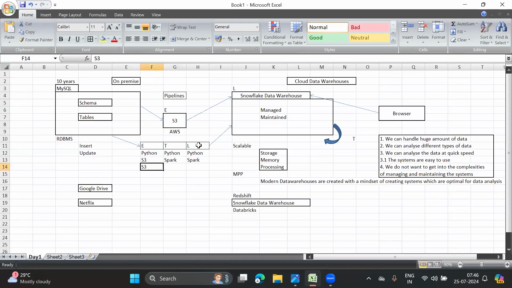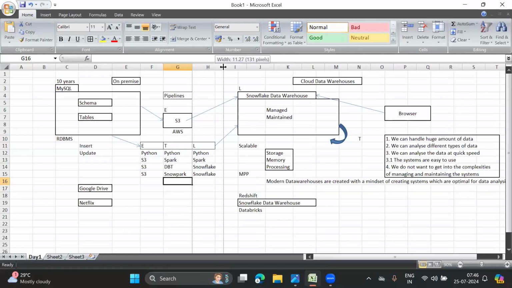So ELT, which we discussed: we extract in the S3 bucket, we load it in the Snowflake data warehouse, and on the Snowflake data warehouse, we can do the transformation later on, for example using dbt. You can extract the file in an S3 bucket, load it in the Snowflake data warehouse, and then you can do the transformation using Snowpark as well. So the options are unlimited.